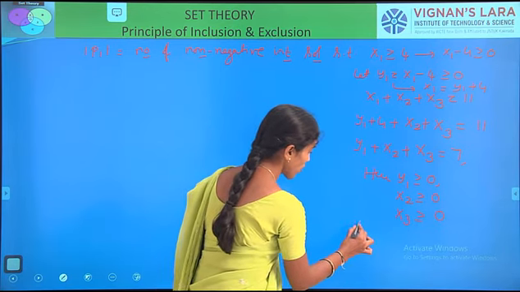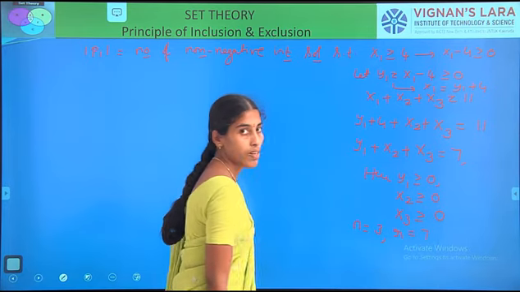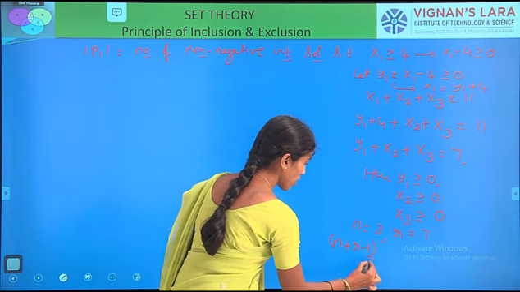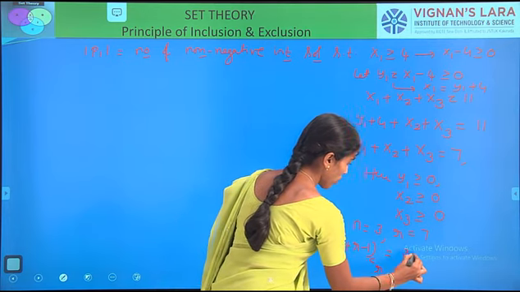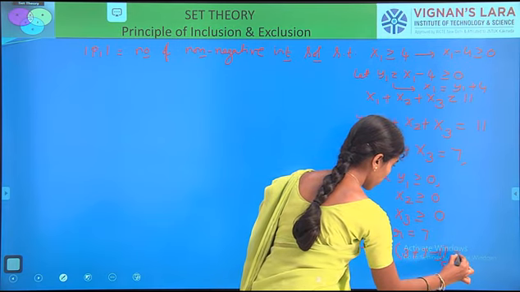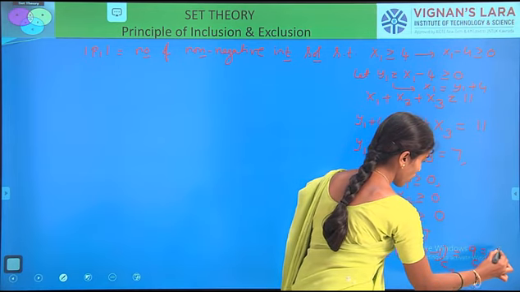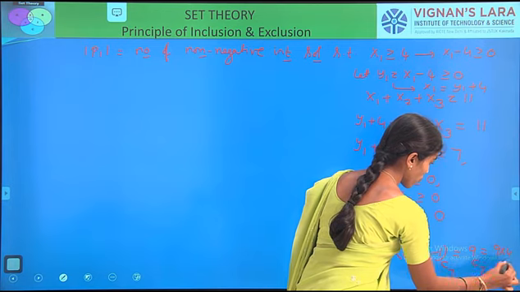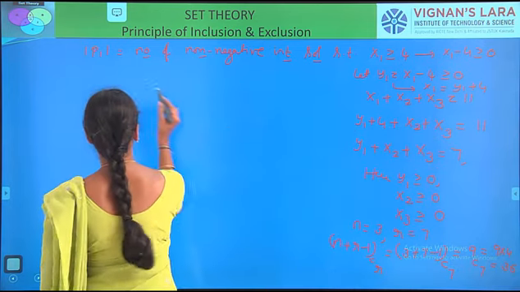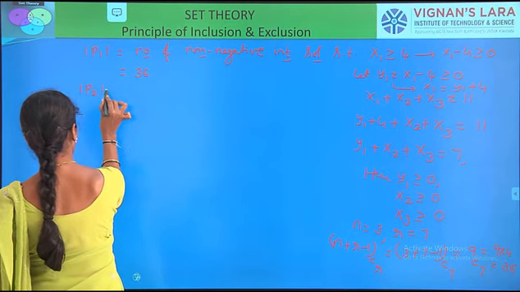What is the value of n? n is equal to 3. Here r is equal to 7. So n plus r minus 1 C r means 3 plus 7 minus 1 C 7. So 10 minus 1, 9 C 7, which is 9 into 4. Value is 36. So what is the cardinality of P1? It is 36. Similarly, we find out P2.